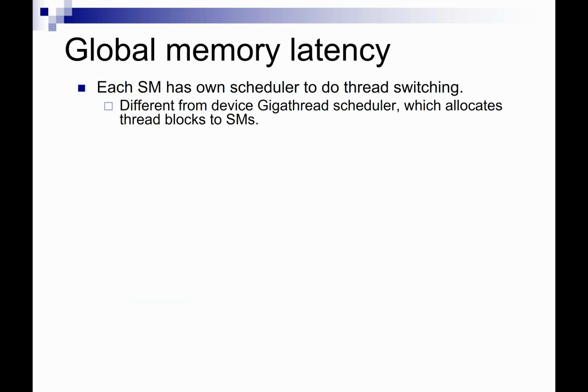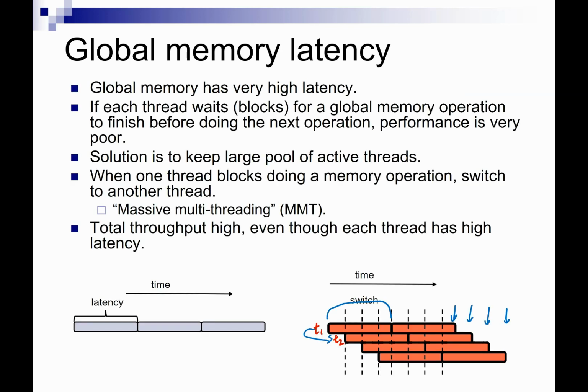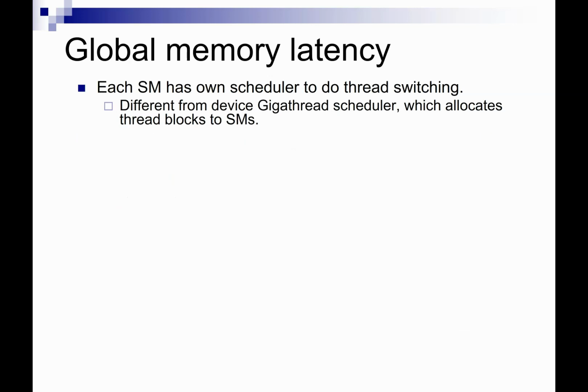Okay, so now we said that we need to switch between these threads. So how do we switch between the threads? Well, each SM has its own scheduler to do the thread switching. And by the way, this is different from the thread scheduler that allocates blocks of threads to the SMs. That thing was called the gigathread scheduler, and here, this is different. There's one gigathread scheduler for the entire GPU, whereas here, every SM has its own scheduler.